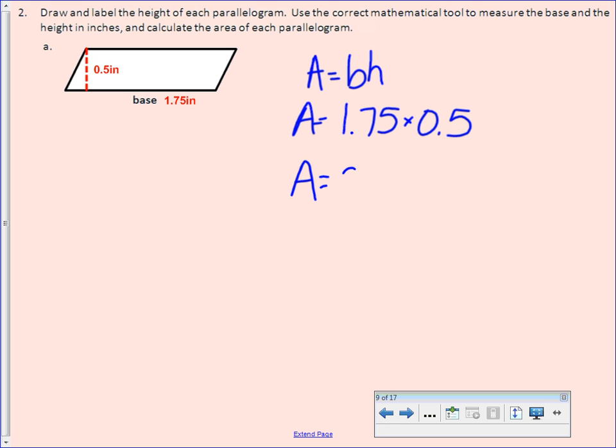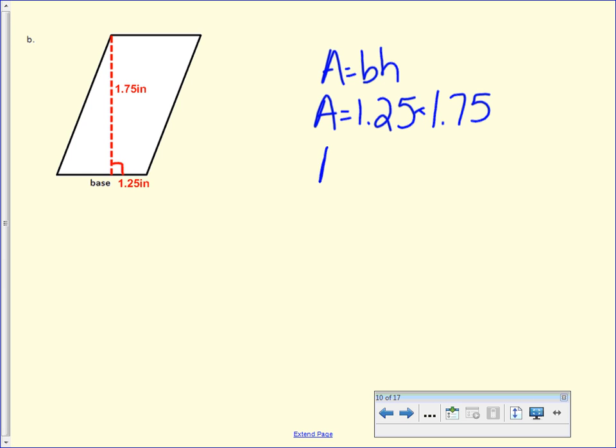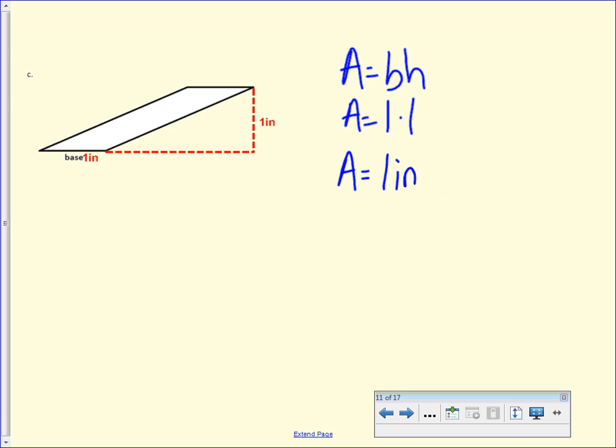For 2A, 0.875 inches, then the square. The number does not get squared. For 2B, area equals 2.1875 inches squared. And number 3, C, the most difficult, 1 inch square.